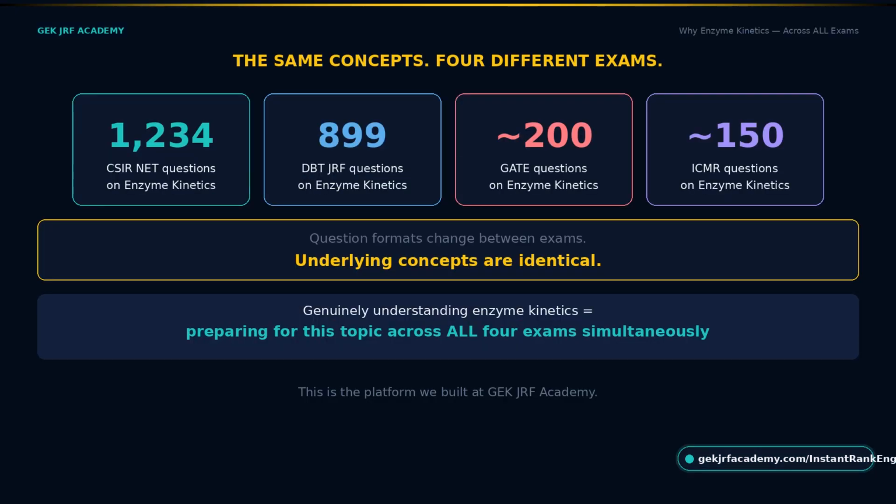Here is a fact worth pausing on. Enzyme Kinetics has over 1,200 questions in the CSIR section of our database and nearly 900 in DBT. The same concept appears in ICMR and the GATE examination. Question formats change between exams. The underlying concepts never change. If you genuinely understand enzyme kinetics, you have prepared for this topic across all 4 exams simultaneously.